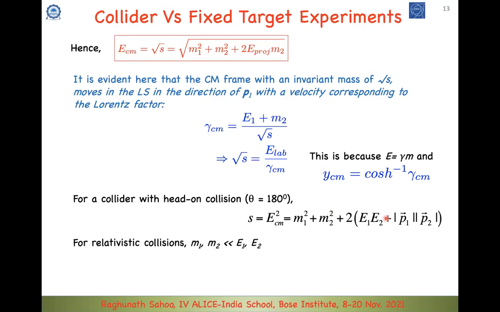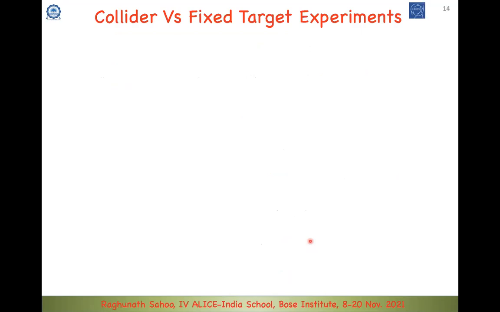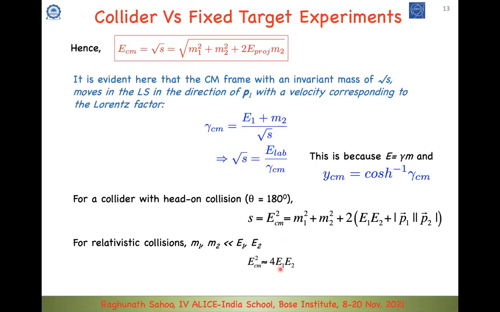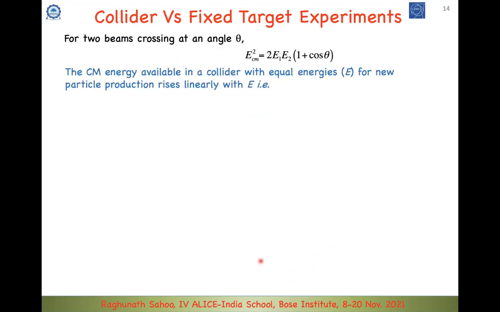For relativistic collisions, M1 and M2 can be ignored in comparison to the total energies E1 and E2. In that case, E center of mass square can be written as 4E1 E2. If you have a symmetric collision with the same energy, E1 equal to E2 equal to E, then taking the square root, this will be 2E. So 2E will be my energy available in the center of mass. E center of mass will be 2E for a symmetric collider.